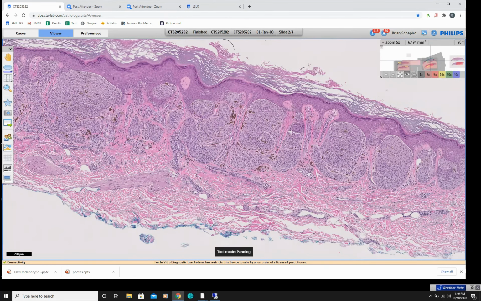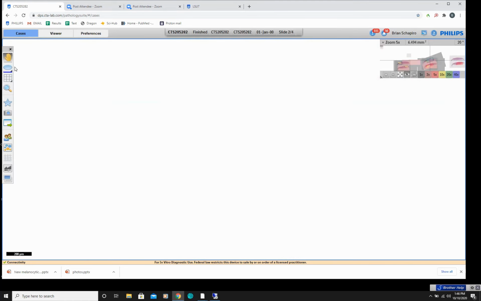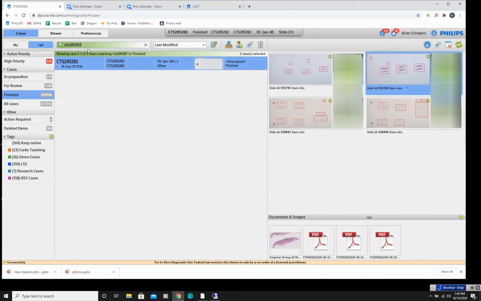Okay, the last melanocytic one I wanted to show people was, let's just come to this, CT25260.